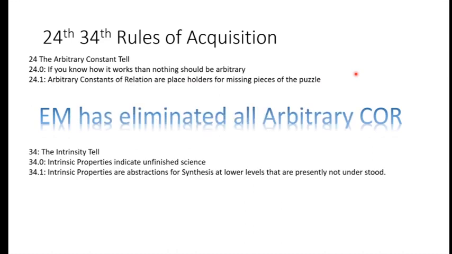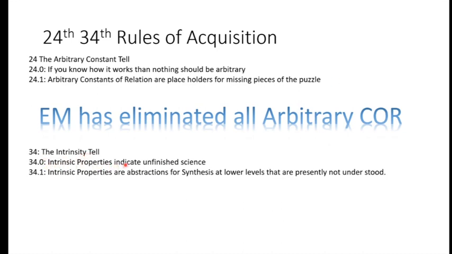And so ethereal mechanics has eliminated all arbitrary constants of relation in science. So it's the end of classical physics because we don't have any more arbitrary constants of relation. There may be some other arbitrary constants of relation out there, but they are academic at this point. And because the main ones have been deambiguated, then we can unwrap the other ones as well. Okay, and then the 34th rule of acquisition is the intrinsicity tell.